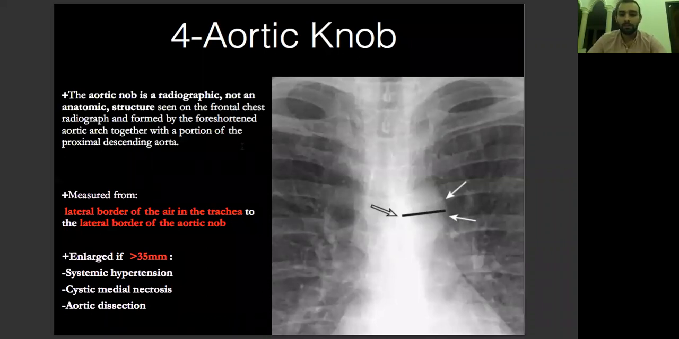The aortic knob is a radiographic, not anatomic, structure seen on frontal chest radiograph and formed by the foreshortened aortic arch together with a portion of the proximal descending aorta. Usually it should not be more than 35 millimeters. How do we measure it? We measure from the lateral border of air in the trachea here to the lateral border of the aortic knob. Enlarged aortic knob is seen in systemic hypertension, in aortic dissection, and in cystic medial necrosis.